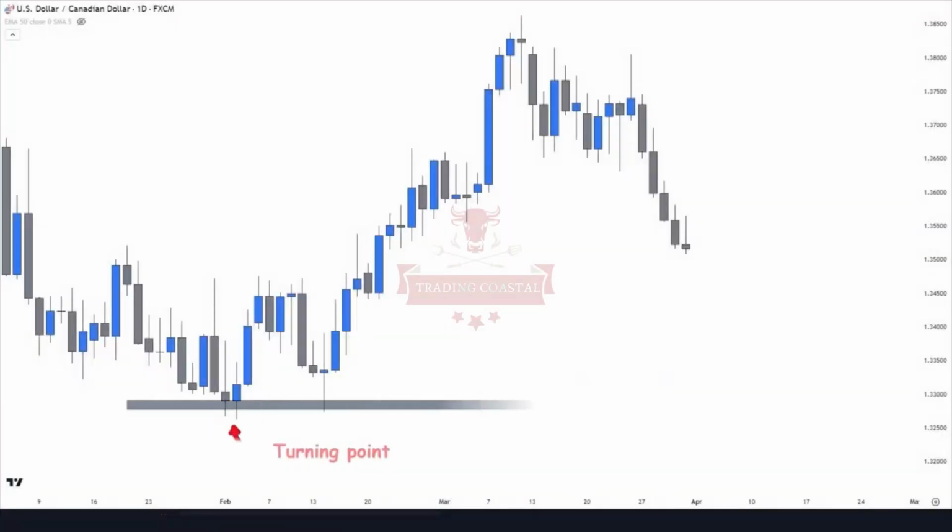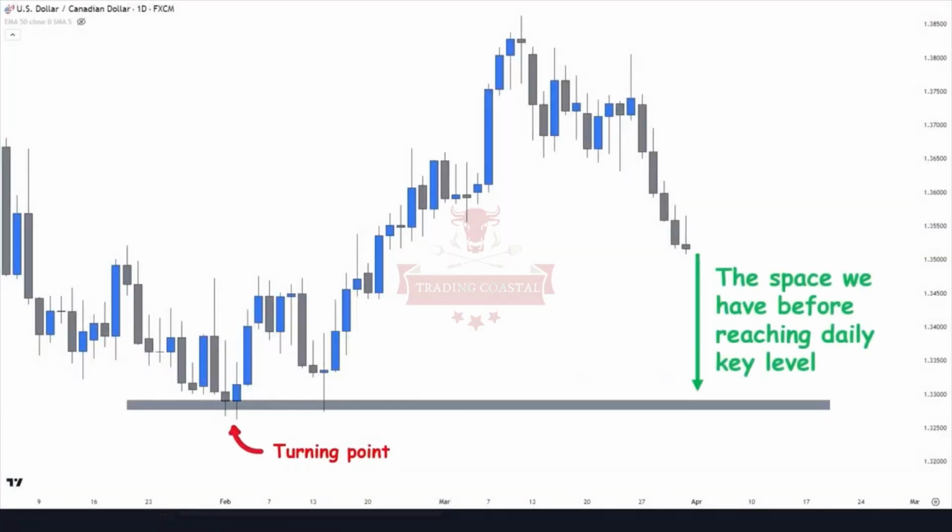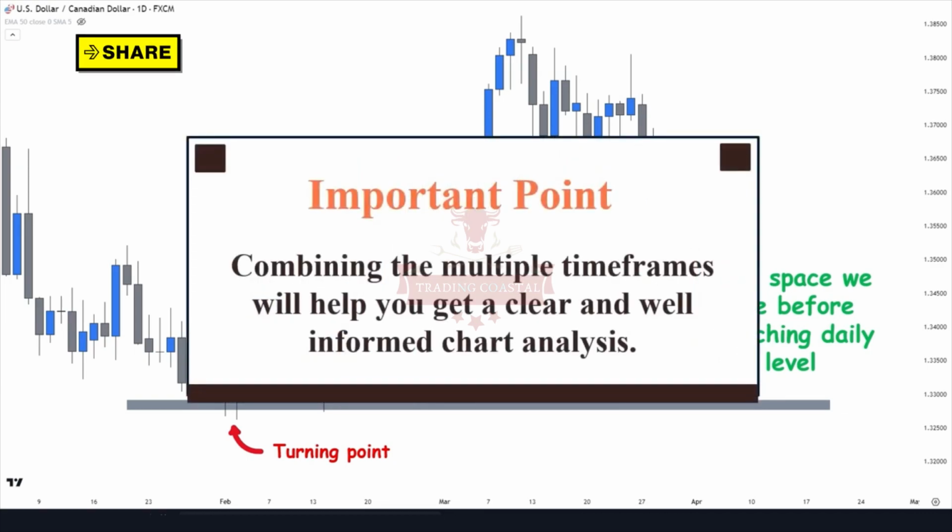Before placing any trade, we should check how much room we have before reaching the higher time frame key level, because a small reaction to these levels can be a major trend change in the lower time frames. So we only enter the market if we have enough space before reaching the next level in front of the price. This concept will help us avoid losing trades and catch great risk to reward ratios. So basically, combining multiple time frames will help you get a clear and well-informed chart analysis.